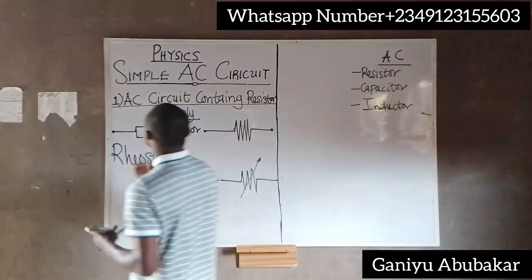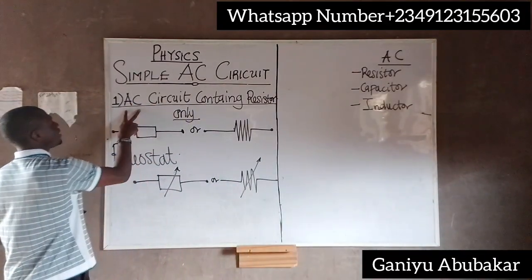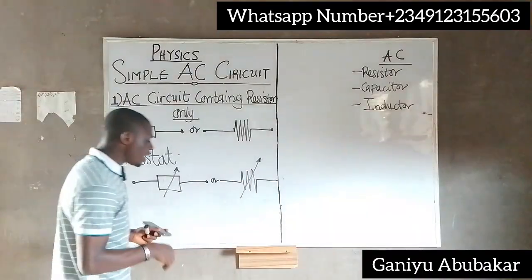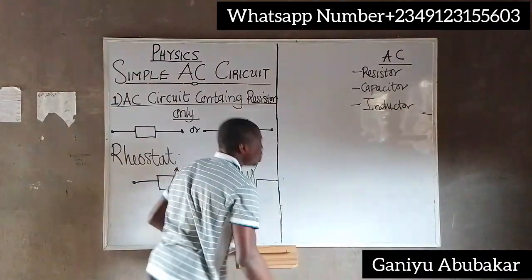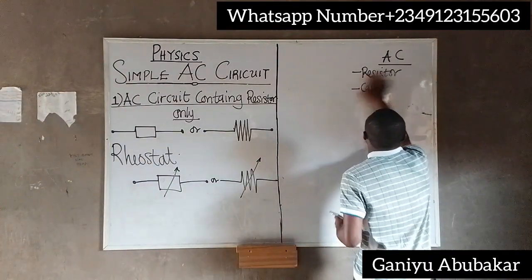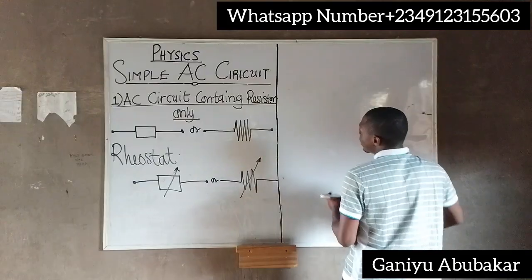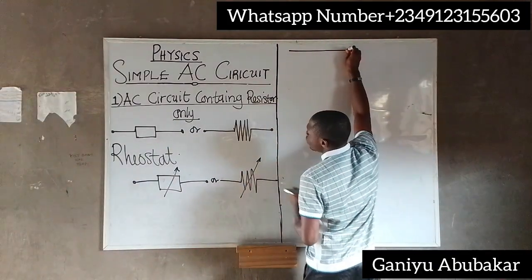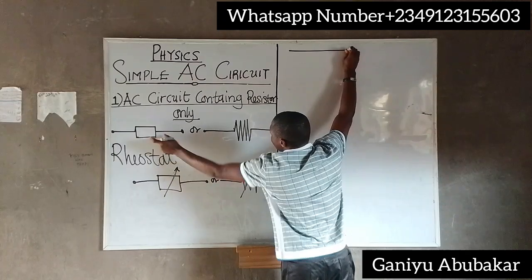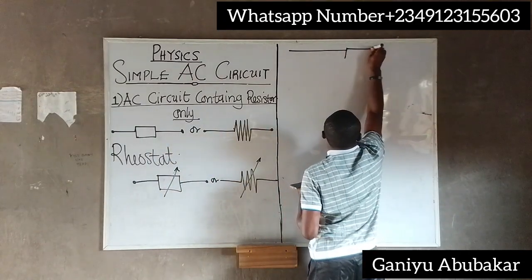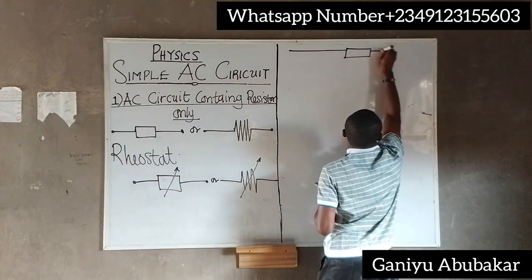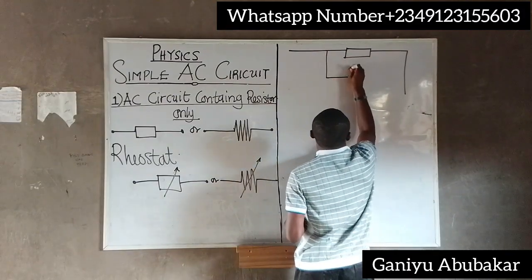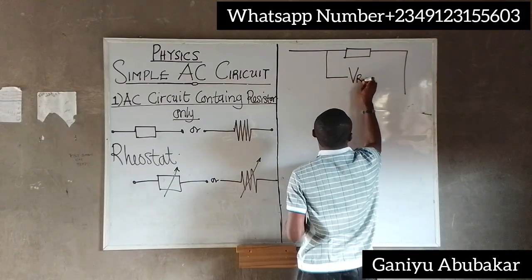Now let's look at the main diagram of an AC circuit containing resistor only. So when an AC circuit contains resistor only, how does that look? So look at this. This is the diagram for an AC circuit containing resistor only. Resistor is this. I can use any symbol. Let me just use this. This is VR.